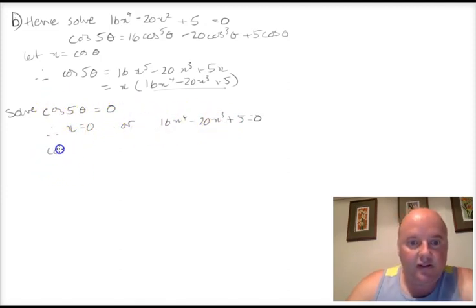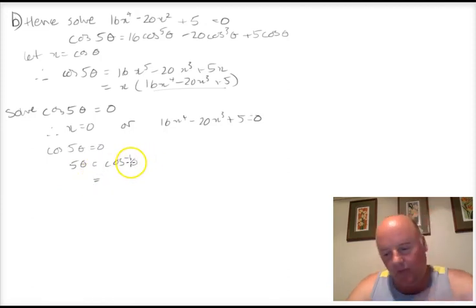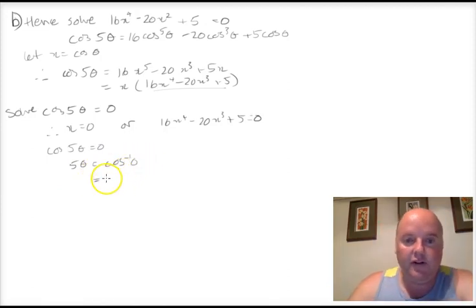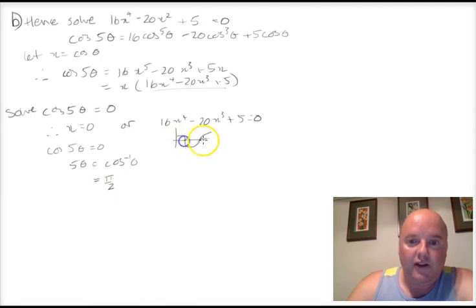Now this is fairly easy to solve. So cos 5 theta equals 0. We take the cos over the other side, so we get inverse cos of 0. Now if you think of your cos graph, the first time it gets to 0 is 90 degrees, which is pi on 2. But it's not the only time it gets to 0. If you think of your graph, it goes up there, and it gets to 0 every 180 degrees.